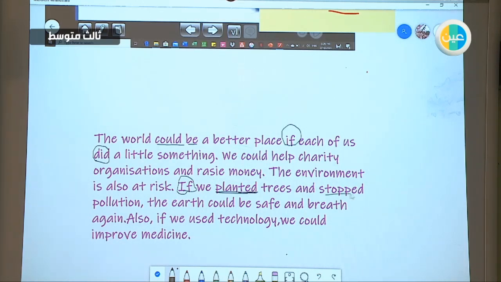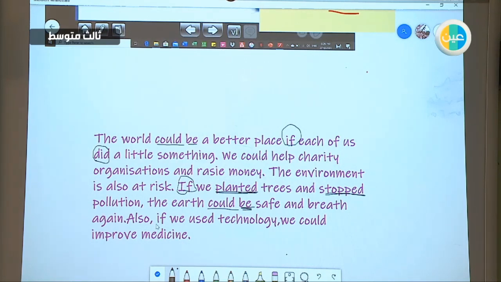Now we have another verb because we joined them with and. So if we planted trees and stopped pollution, this is the F clause until the comma. Now the main clause, the earth could be safe and breathe. So we have could, we have the infinitive be. Let's move to the following one.